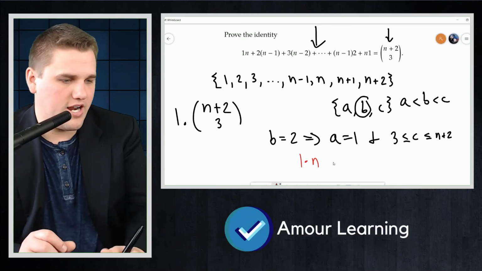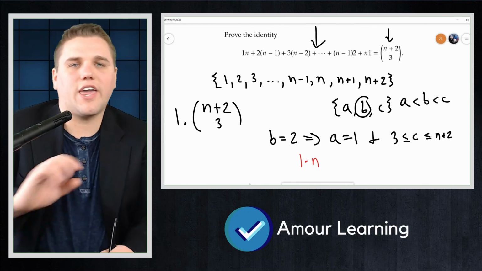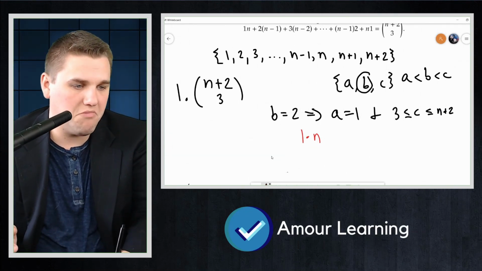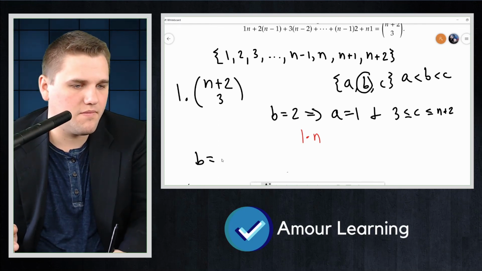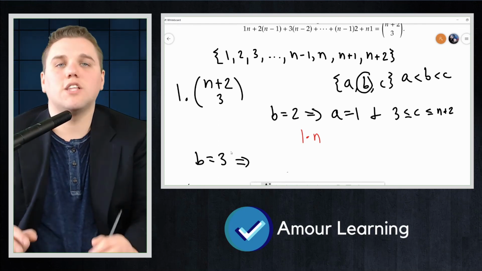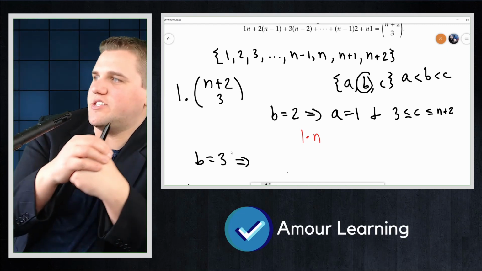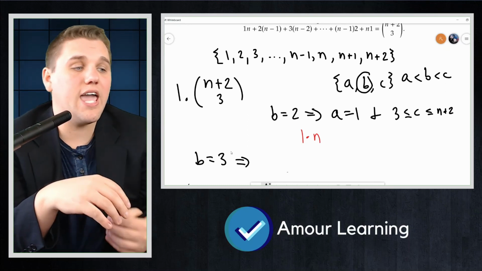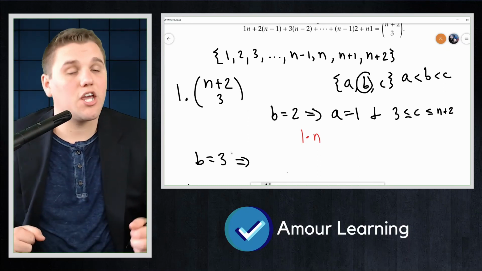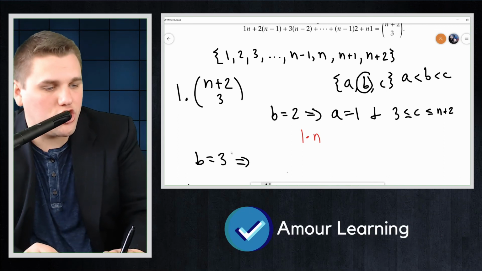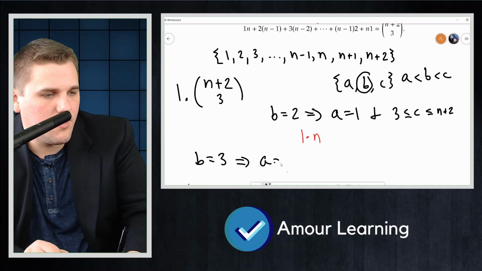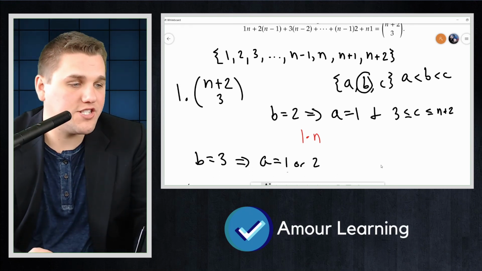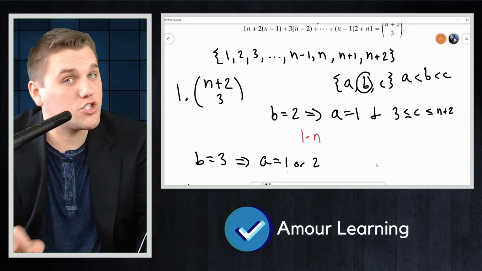All right, let's go to the next scenario. So we looked at all the cases where B equals 2. What about if b equals 3? Well, let's start with a. Starting with a is a little bit easier in this scenario. What can a be? Well, a can be 1, but it could also be 2. So there are 2 choices for a. And then for c, there are n-1 choices.